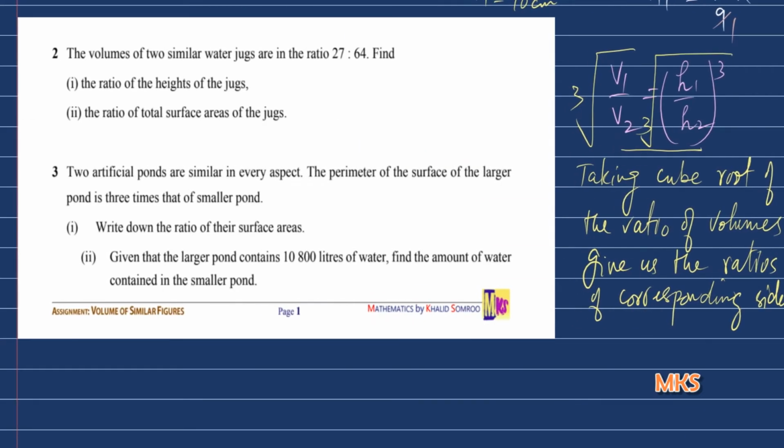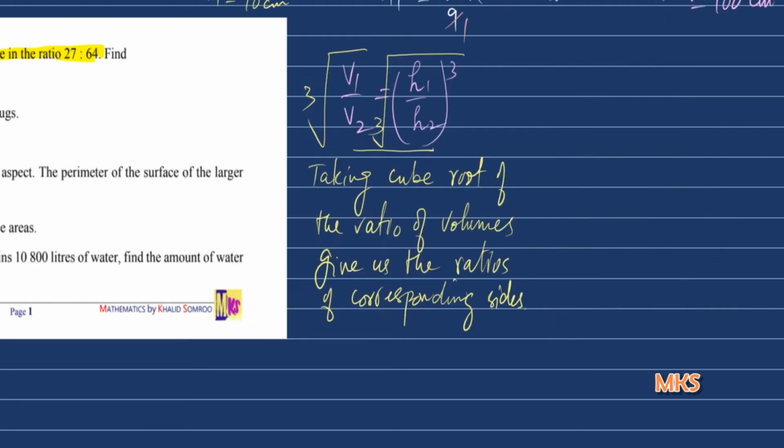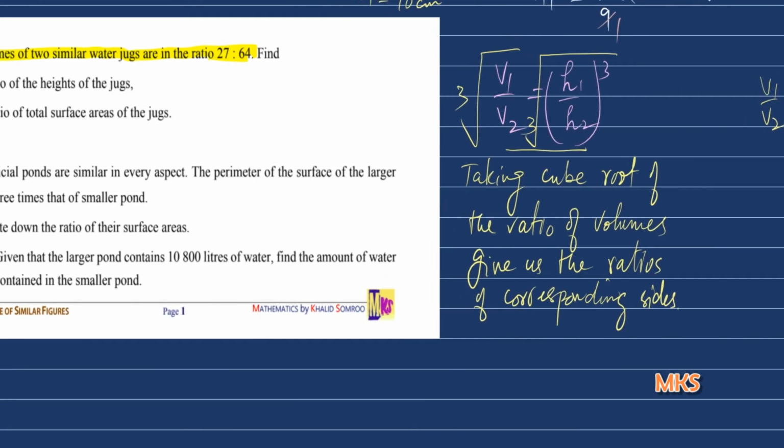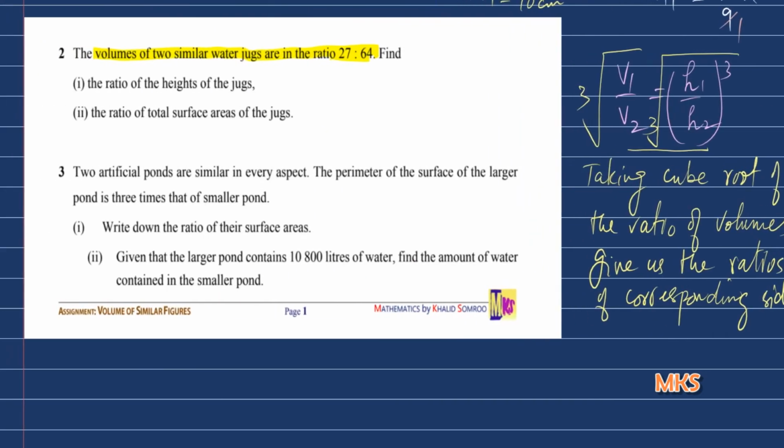Here V1 over V2 means in the question we are given that the volume of two similar water jugs, ratio of volumes is given. V1 over V2, in this case, is 27 over 64, and in the first part the ratio of heights of the jug will be cube root of this one. H1 over H2 is equal to cube root of 27 over 64. Cube root of 27 is 3, cube root of 64 is 4, so that will be 3 ratio 4.